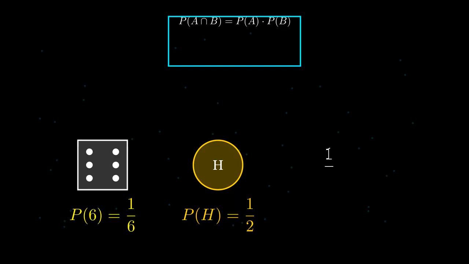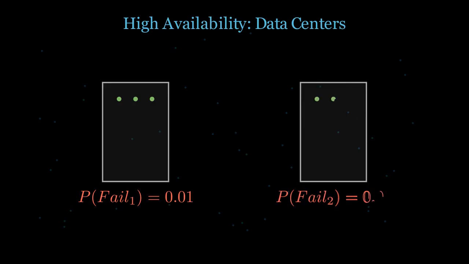Let's look at a practical, everyday example: rolling a die and flipping a coin simultaneously. These are clearly independent. The die doesn't care about the coin. The probability of rolling a 6 is 1/6, and the probability of heads is 1/2. By applying our rule, the chance of getting both a 6 and heads is 1/6 times 1/2, which equals 1/12, or approximately 8.33%.